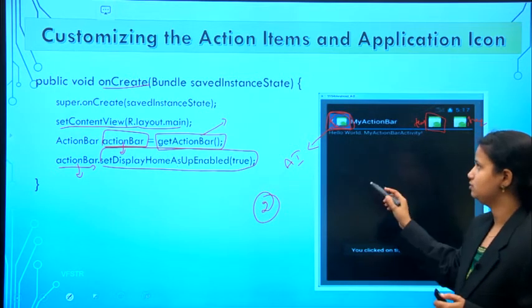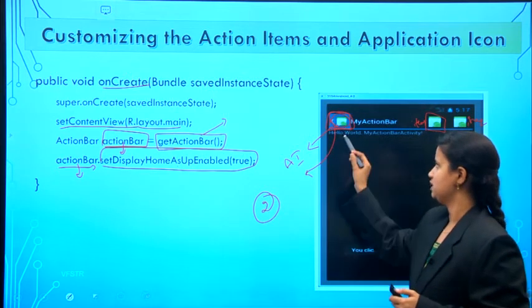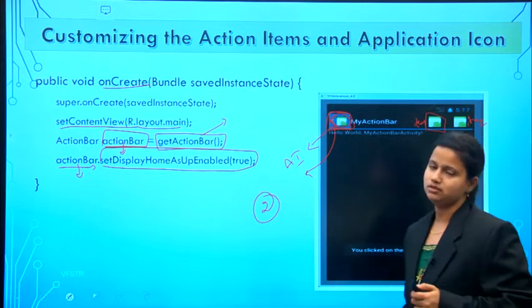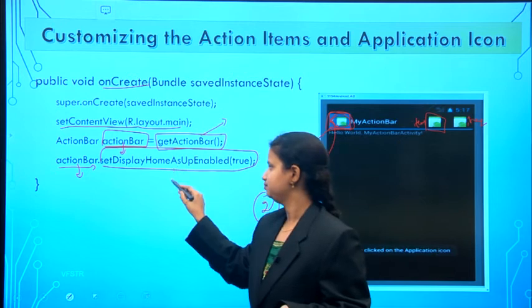And the second one is we have to give set display home up as enabled. That means the application icon will be a clickable option. So we have to give this property.